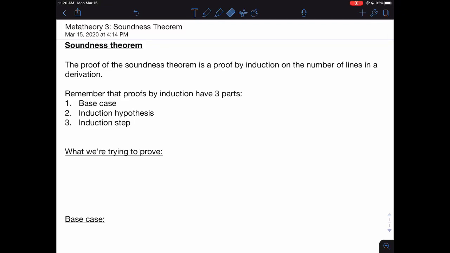In this video, we're going to get into the proof of the soundness theorem. It is a very long proof that has 11 cases in the induction step, one for every derivation rule of SD. So we're not going to be able to do the whole proof in this video. I will do some of the more basic cases in this video and some of the more complicated ones in a future one, but we will set up the entire proof here.